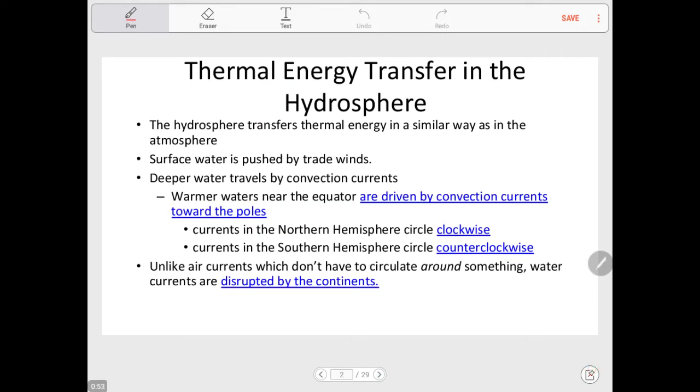Now, thermal energy transfer in the hydrosphere. The hydrosphere transfers thermal energy in a similar way as in the atmosphere. Surface water is pushed by trade winds. Well, that makes sense. We know that water holds energy, and we know that the surface of water will be pushed around by wind. That's pretty common. Deeper water travels by convection currents.